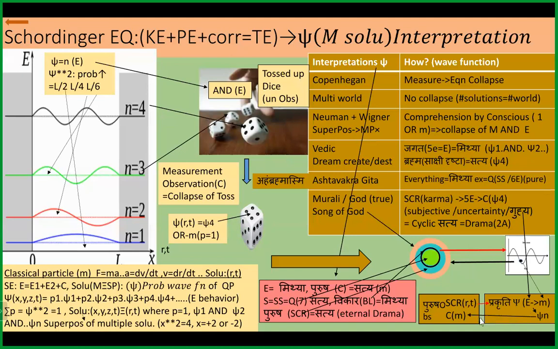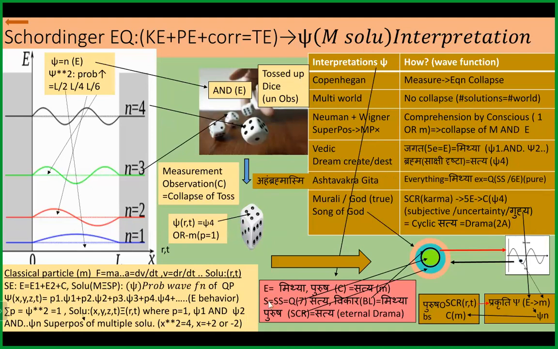So this is actually the truth. But the other interpretation, the Vedic interpretation, is that energy is mithya and the only truth is the conscious, what is observed. So that is the truth. Matter is the truth, energy is not true. So that is this conservation. That is the Vedic interpretation.